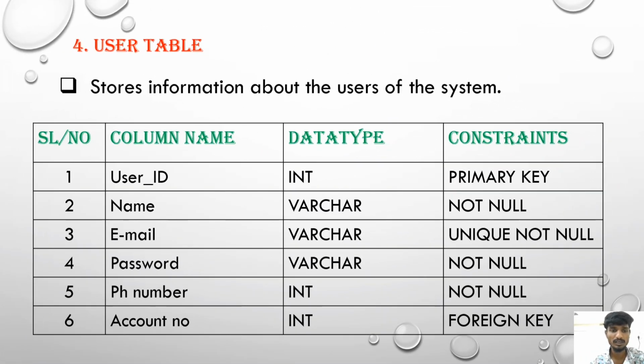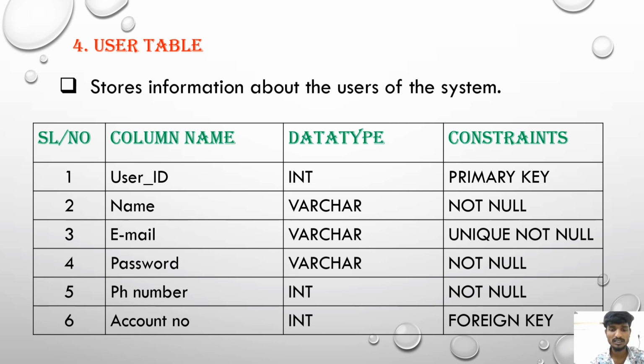Fourth one, user table. User table stores information about the users of the system. For the user entity, I have used six attributes, that is user ID, name, email, password, phone number, account number. User ID having a unique number, so that's why I used int as a data type. Name will be in alphabet, not in special character, so I used varchar as a data type.